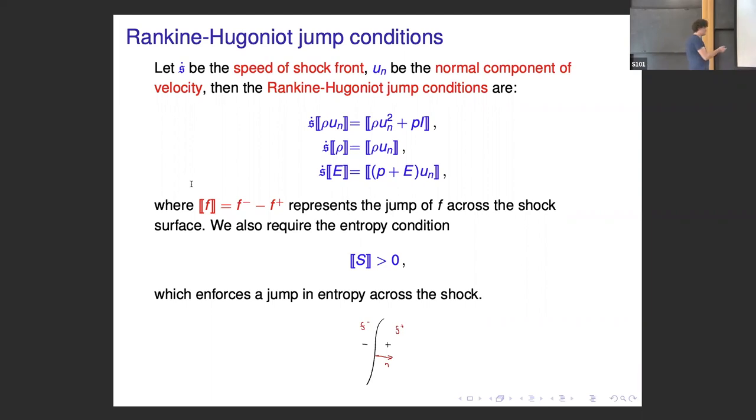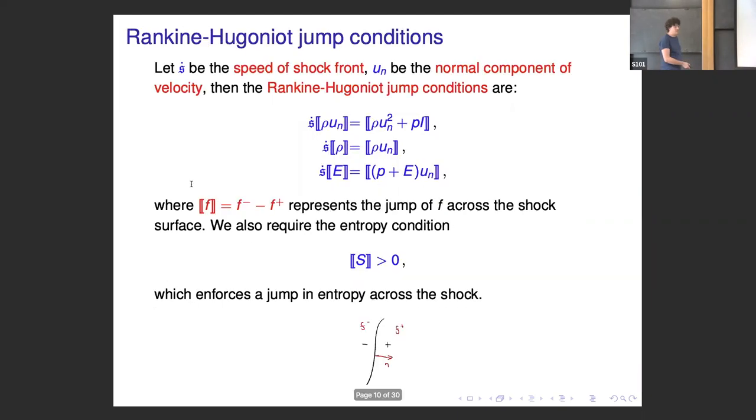One also must require this entropy condition. So in particular, this enforces that entropy would jump across the shock. So even if you start with the isentropic case, you start with constant entropy, immediately after the shock forms, entropy will be created, and you're in the non-isentropic case. So it's very important not to restrict yourself to the isentropic case.